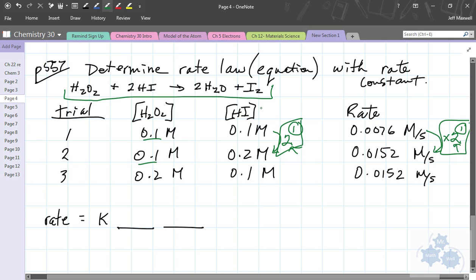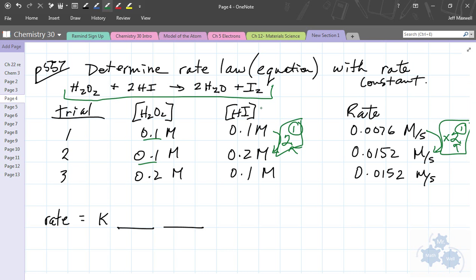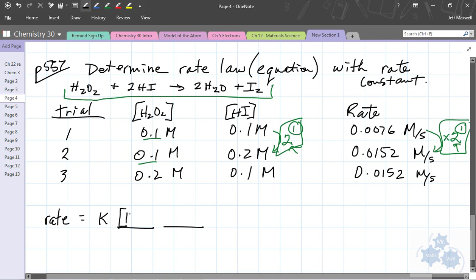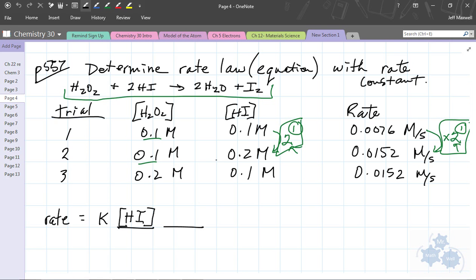So does the concentration of HI have an effect on the rate? Yes. To the power of what? 1. So in our rate expression, we're going to write, yes, the concentration of HI is definitely affecting our rate. And to the power of 1, you do not have to write to the power of 1, just write concentration of HI. Okay, everyone? Everyone good with that?